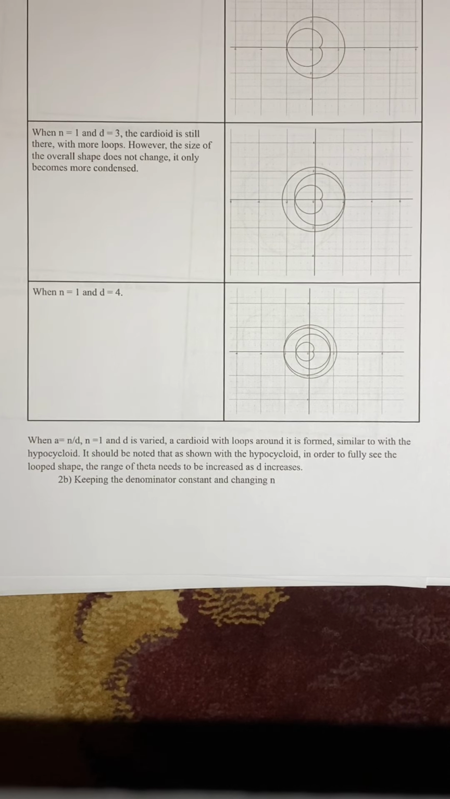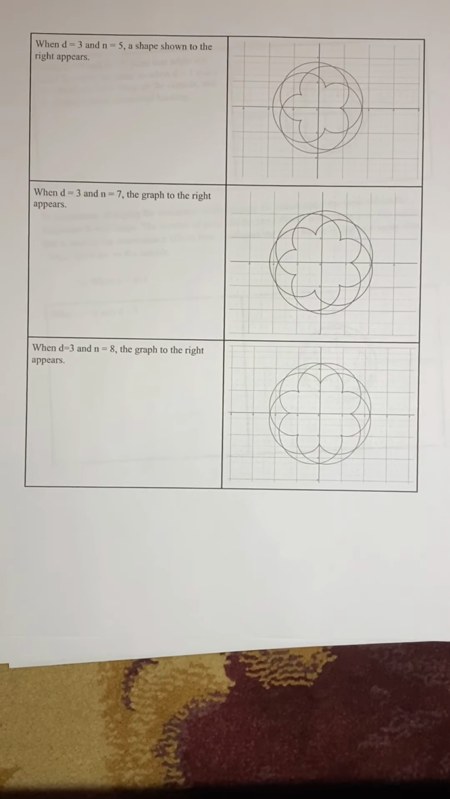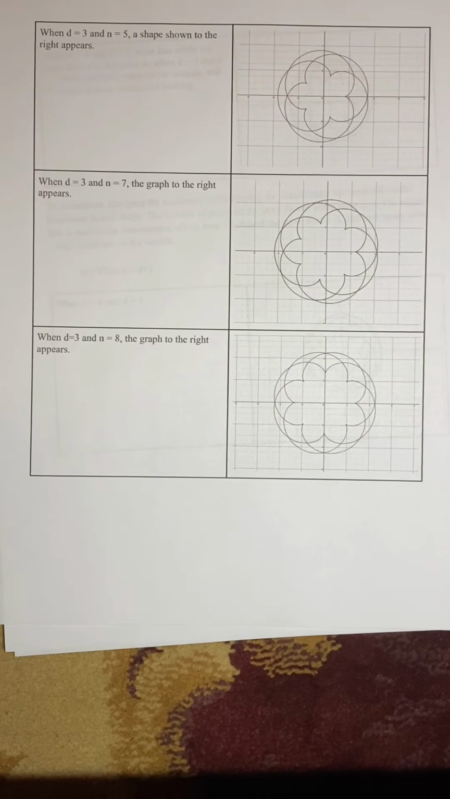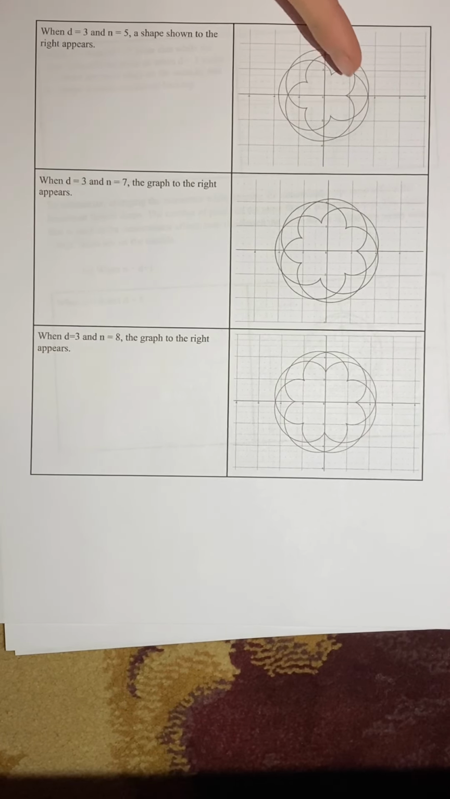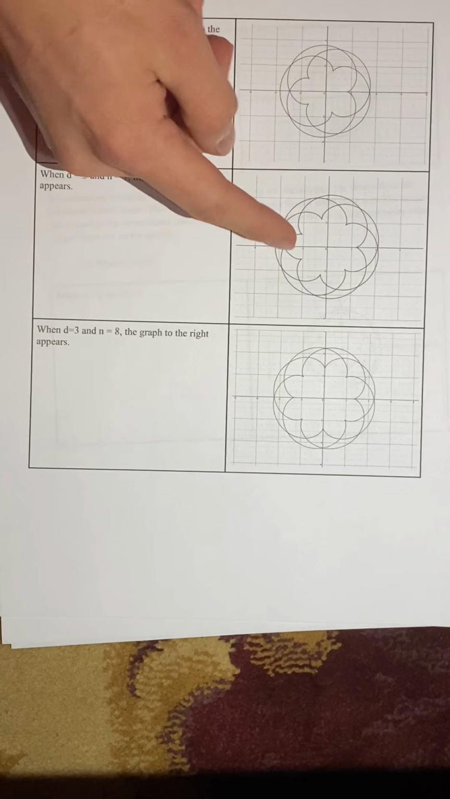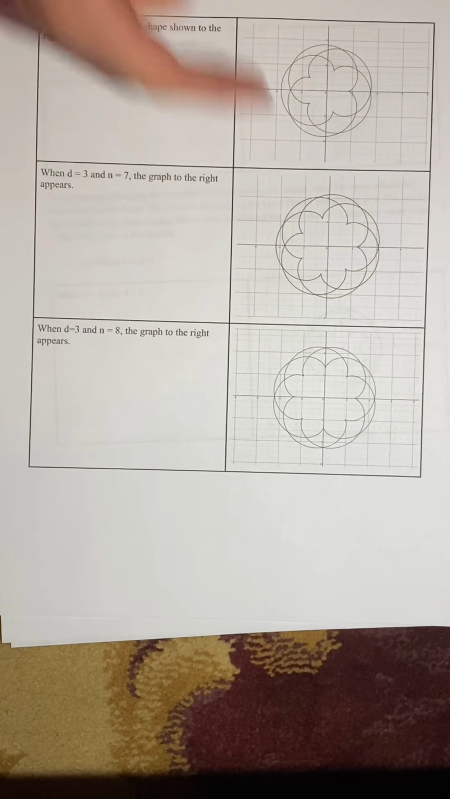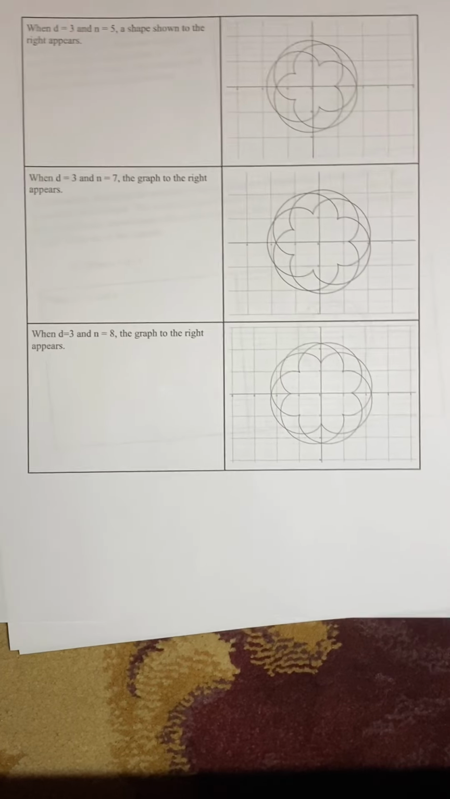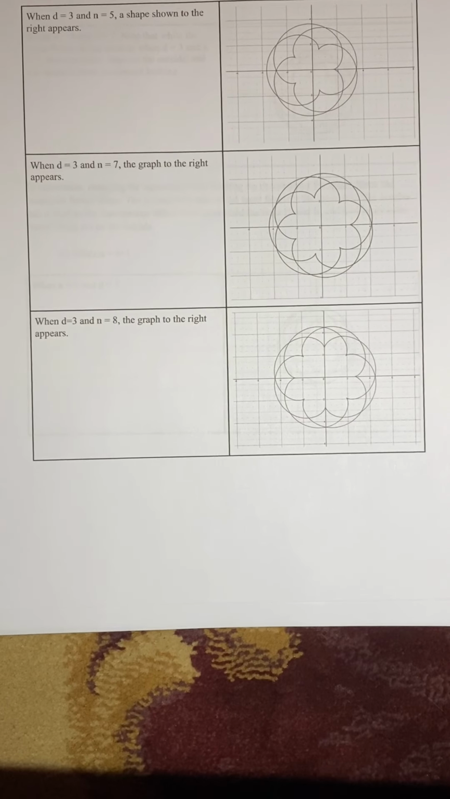Question 6, part 2b. As the denominator stays constant and n changes. When d equals 3 and n equals 5, we can see that a circle is formed with a certain amount of petals on the inside and inner loops connecting it. As you increase the value of n, you can see that the number of petals inside increases. For example, when n equals 5, there are 5 petals, and when n equals 7, there are 7 petals on the inside. Furthermore, you can see that as the value of n increases, the amount of lines between the petals and the outermost circle also increases.